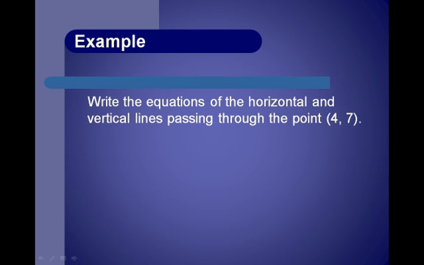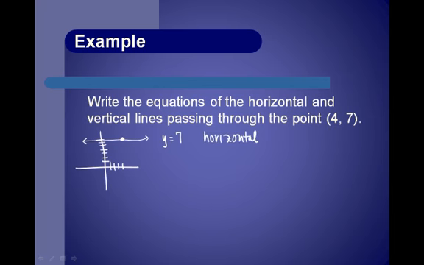Write the equation of the horizontal and vertical lines passing through the point (4, 7). Well, if we graphed it, over 4 up 7 would look like this. The horizontal line would be right here, which we said a horizontal line is y equals whatever the y value of your point is. So that's your horizontal line.